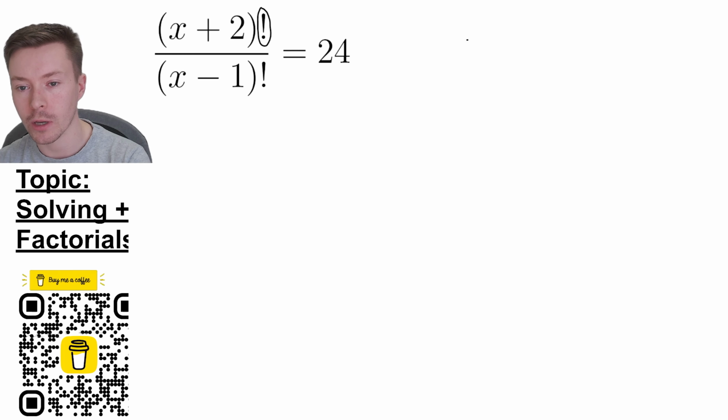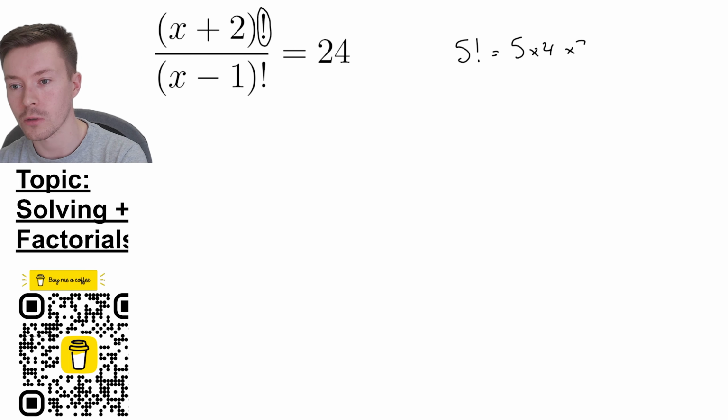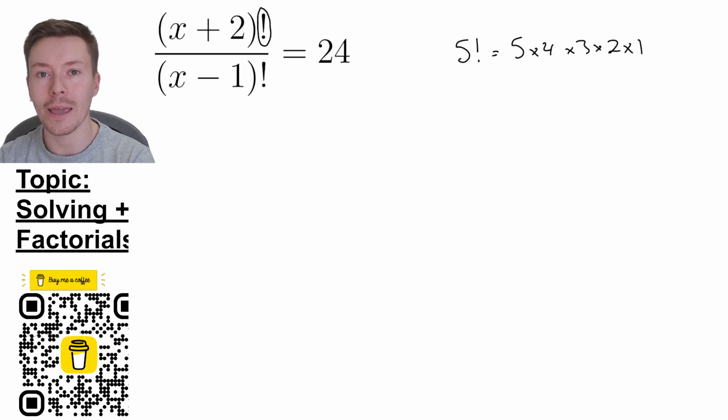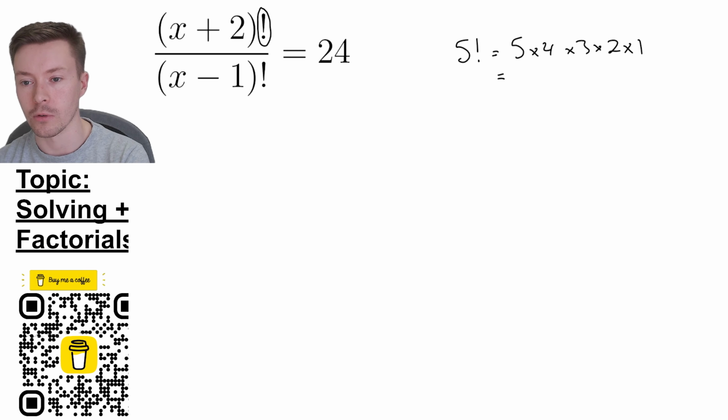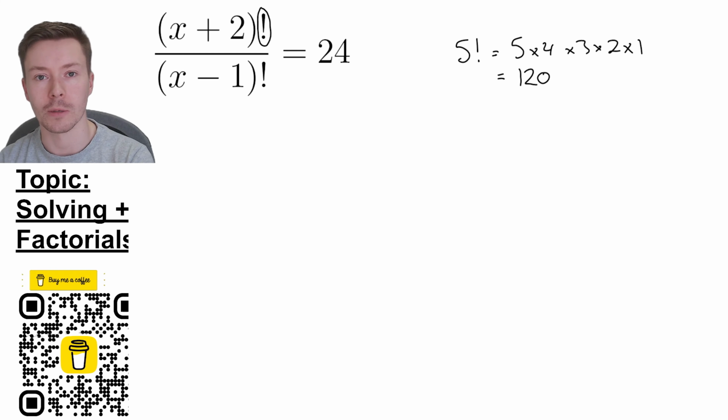If we had something like 5 factorial, that means you do 5 times 4 times 3 times 2 times 1. You multiply it by every integer below, down to 0, but not including 0. That would give you 5 times 4 is 20, times 3 is 60, times 2 is 120. So that would be 5 factorial.